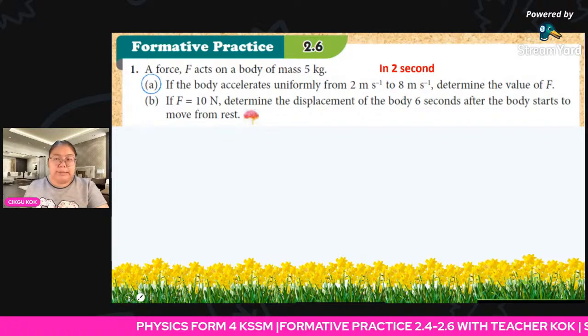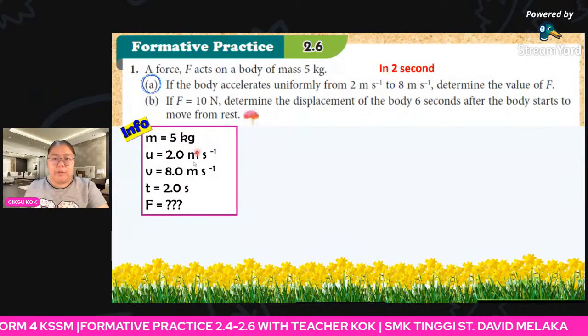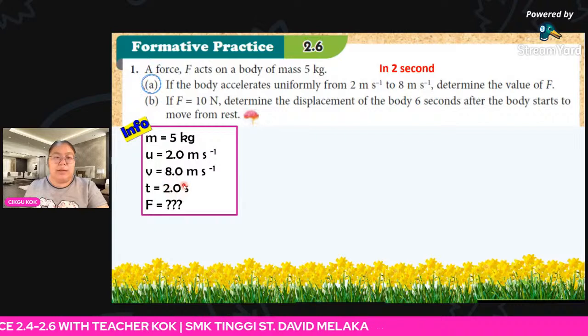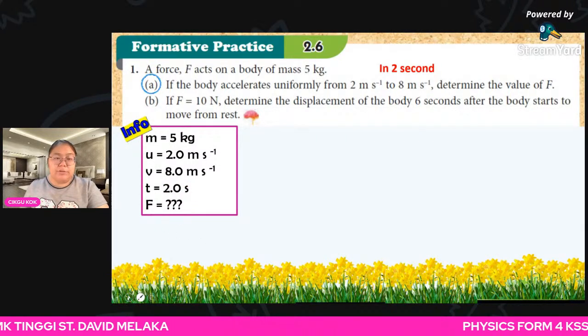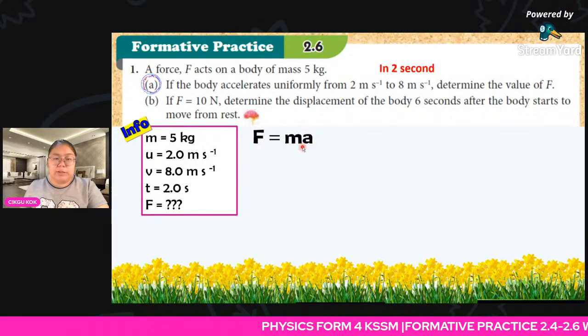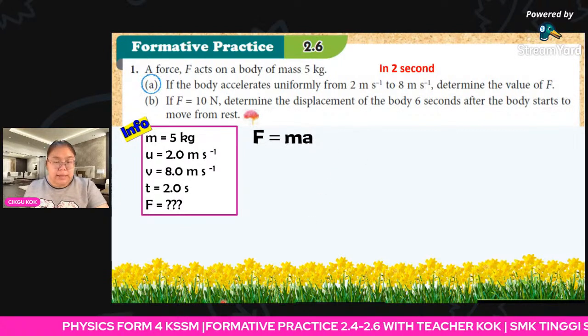Okay, we do question A. This one is the info: 5 kilograms, initial, then this one final. The time taken is 2 seconds. They ask you about the force, so we find the acceleration first. F equals ma, you must use the A, but now the question doesn't have A, so we find out what the A is first.